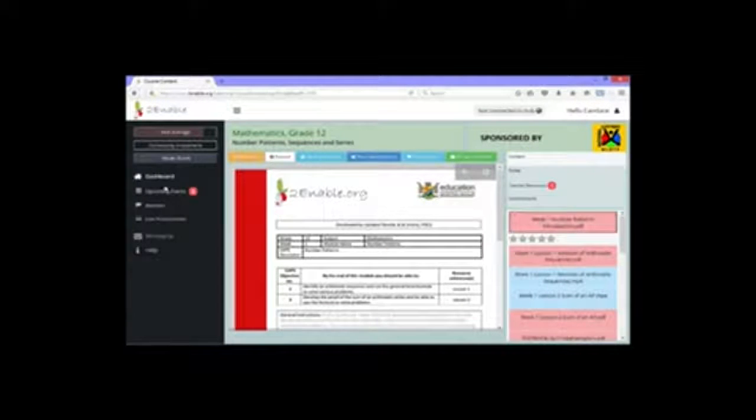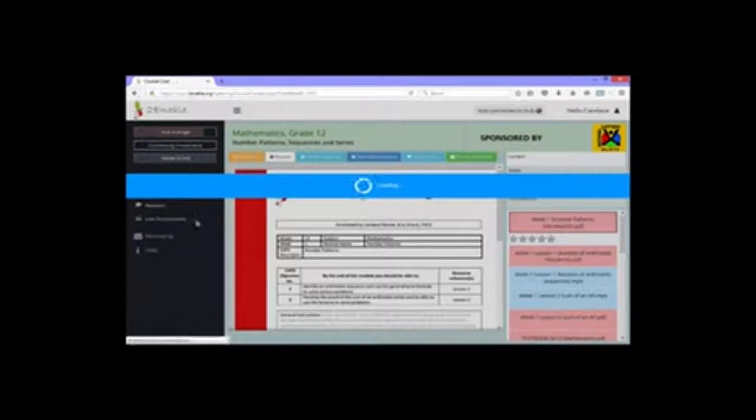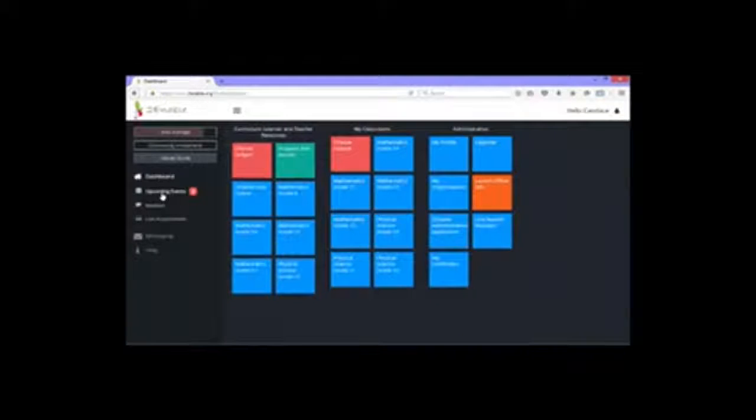Over here on the left-hand side is the dashboard, which will take you back to where we started. So let's go over there. And on the left-hand side, you've also got upcoming events, revision, live assessments, messaging, and help. There are two reasons why I want you to join the class. The one is because of live assessments.